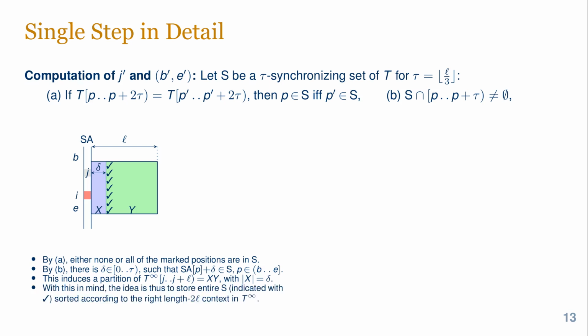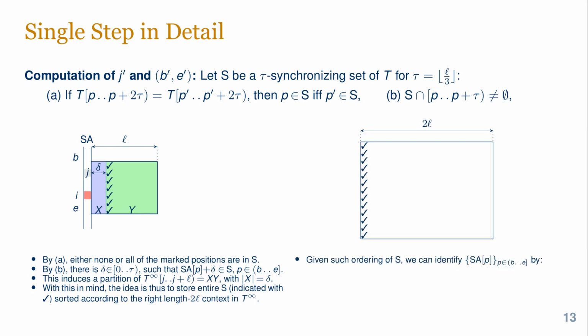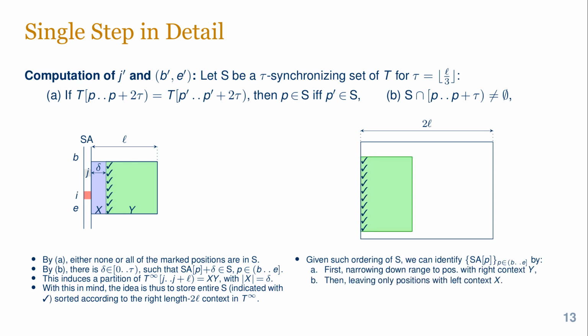With the above observation in mind, our strategy is therefore to store all positions in the set S sorted according to the right length 2L context in T infinity. Observe that given such ordering of S, we can identify the set of positions in the suffix array block from B to E by first narrowing down the range of positions from S to only contain those having the right context Y, and then leaving only those positions that are preceded by X.